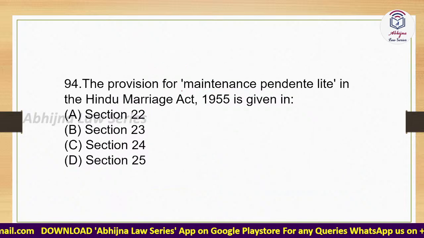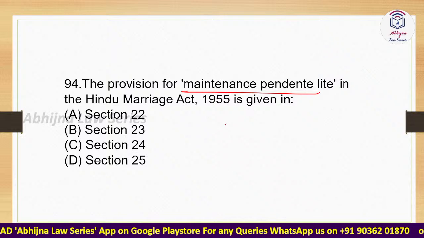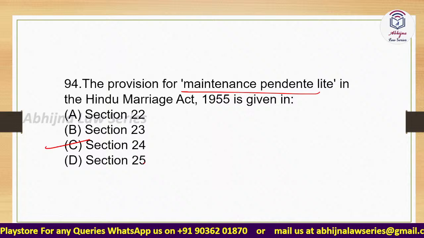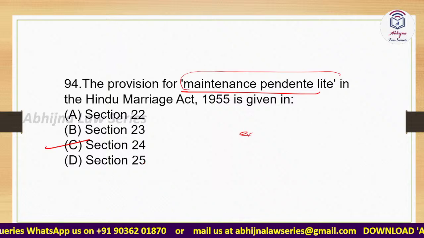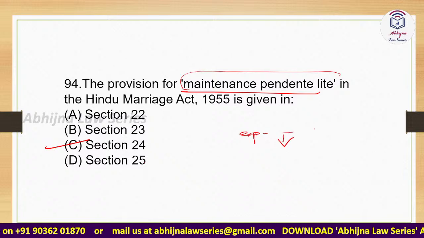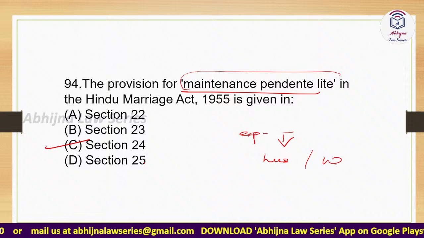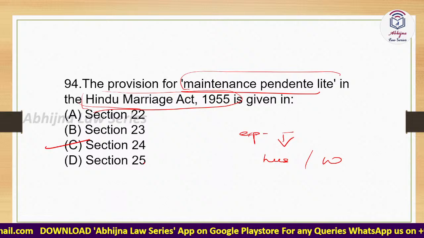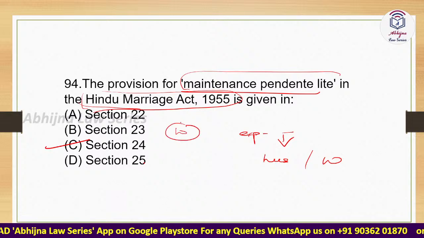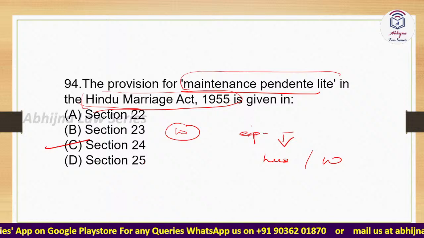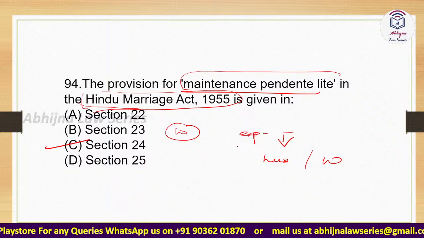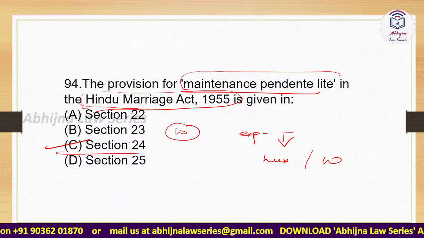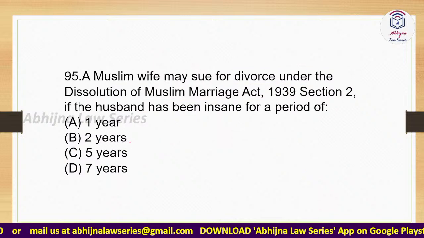Next question, the provision for maintenance pendente lite. This is given under section 24. Permanent alimony has been given under section 25. This provides for the expenses incurred by the party during proceedings. That could be either husband or wife. That is a unique nature in the Hindu Marriage Act. In other religions' acts, it's only the wife who can get the maintenance. But here it could be the husband also, if he is not able to maintain himself. So, section 24 provides for maintenance pendente lite.